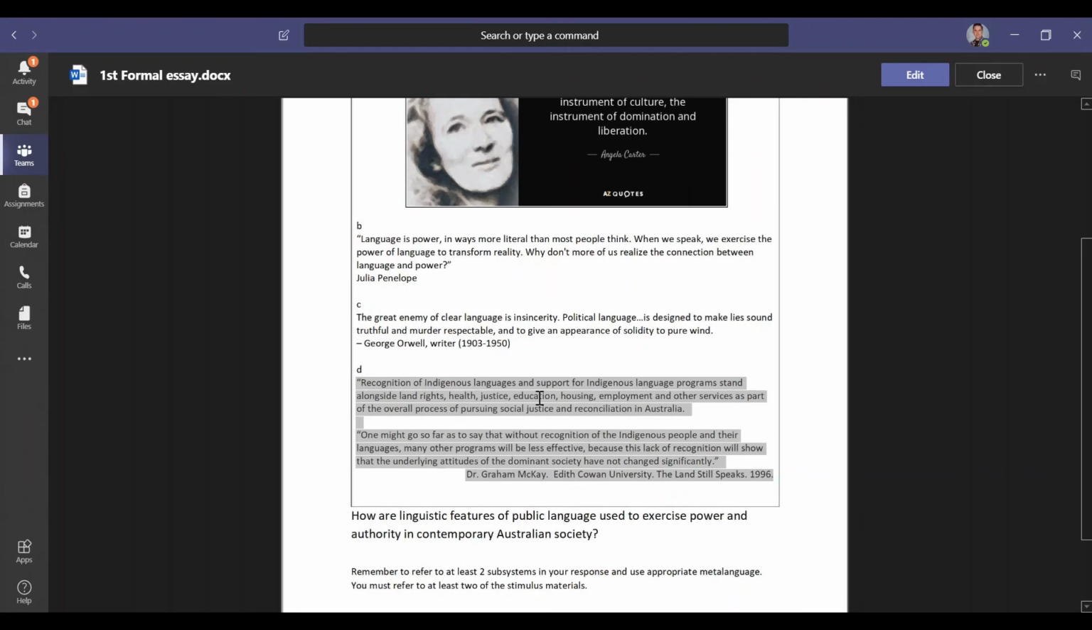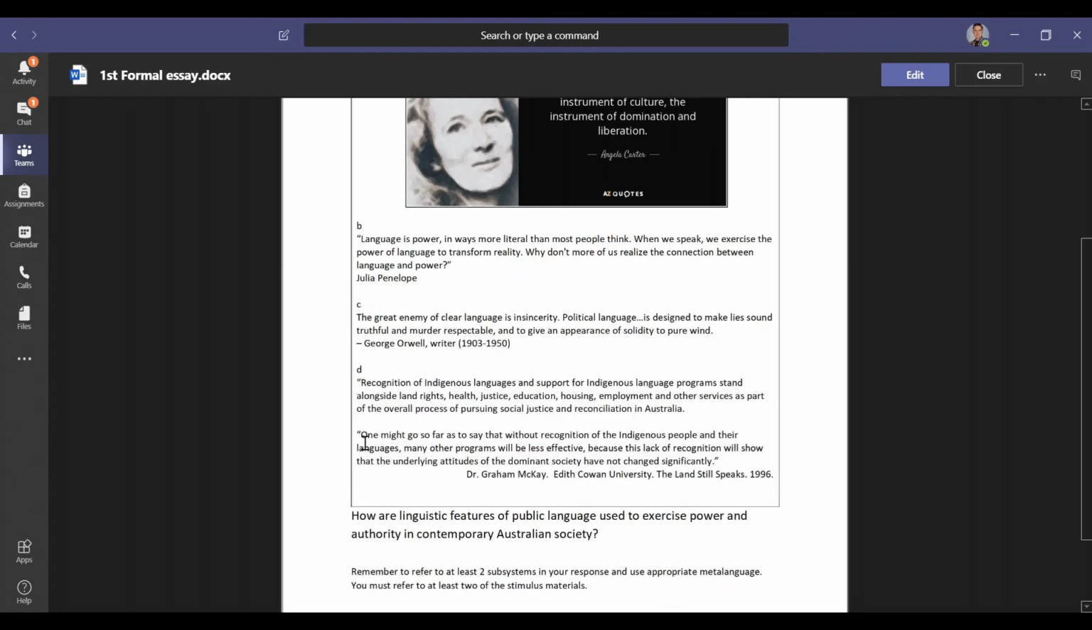Recognition of Indigenous languages and support for Indigenous language programs stand alongside land rights, health, education, justice, housing, employment and other services as part of the overall process of pursuing social justice and reconciliation in Australia.